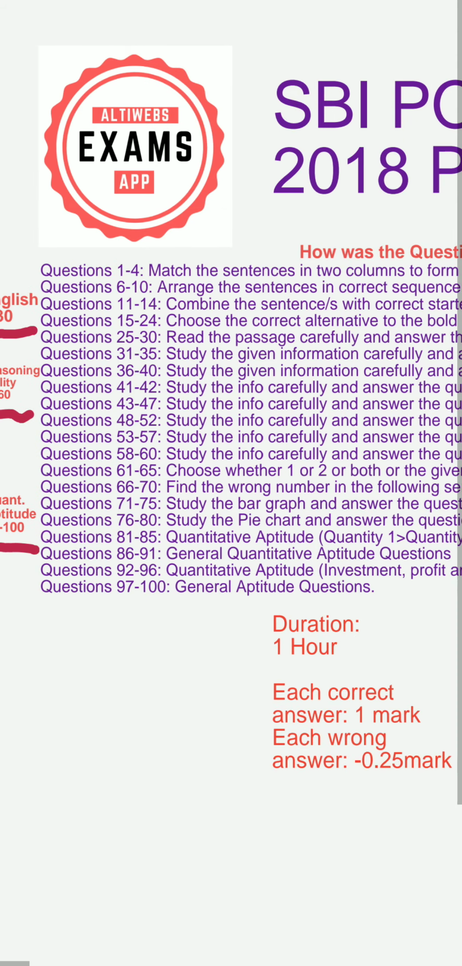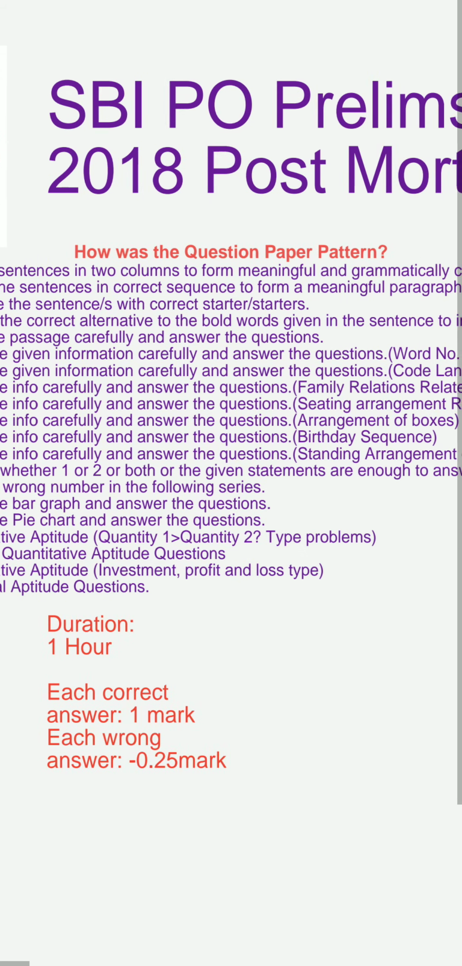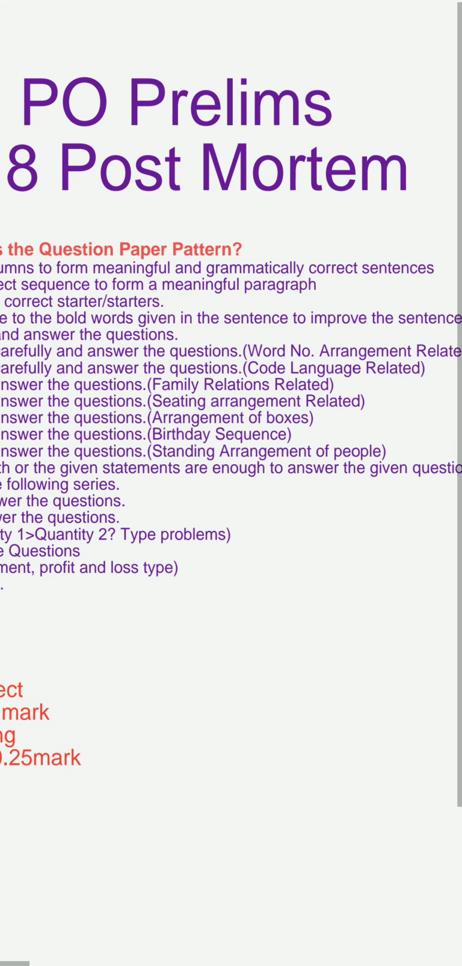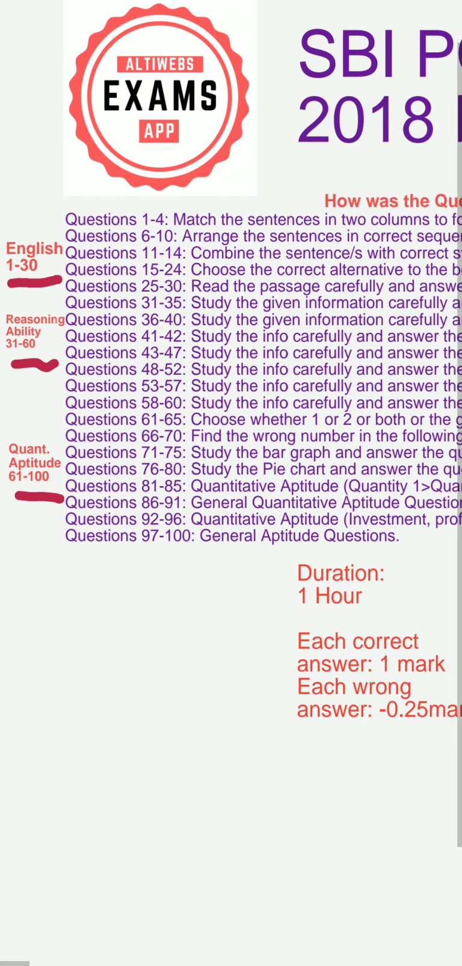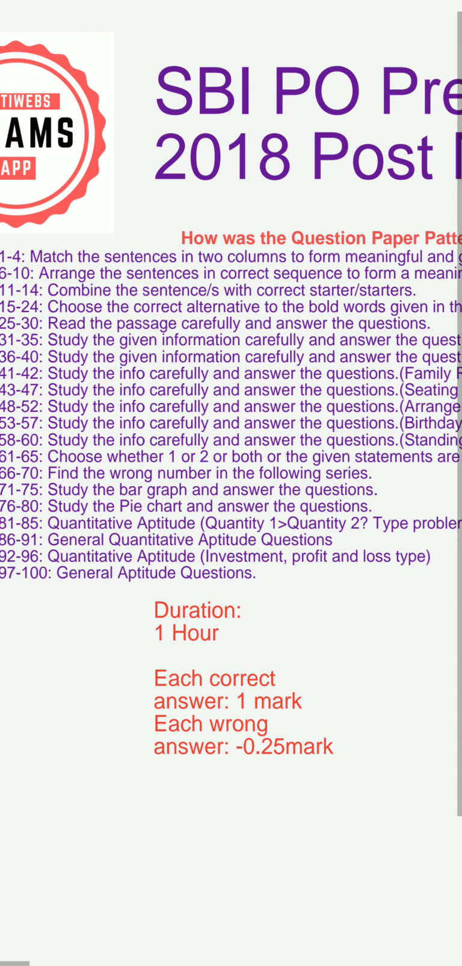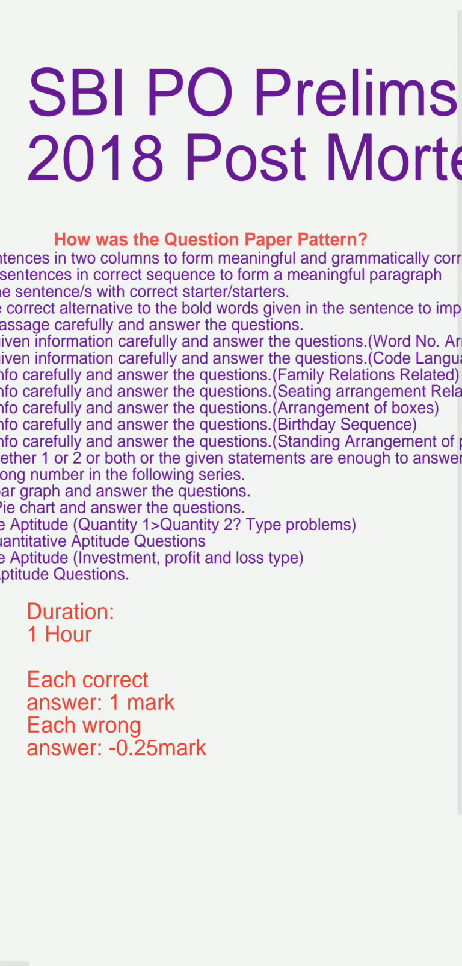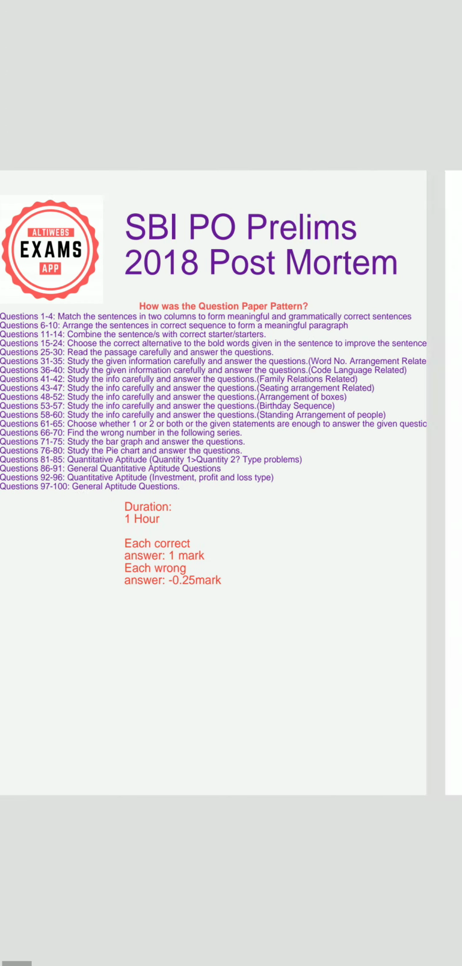So 1 to 4, match the sentences in 2 columns to form meaningful and grammatically correct sentences. Okay, let's go to questions 6 to 10. So in 6 to 10, what happens? Arrange the sentences in correct sequence to form a meaningful paragraph. In these questions, let me take you to one example.